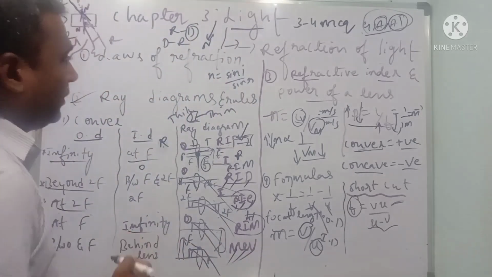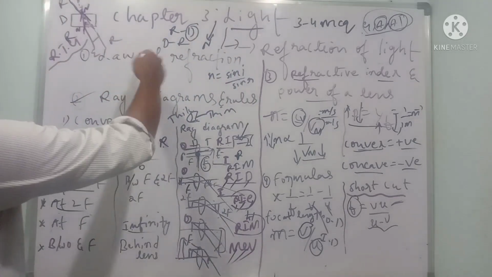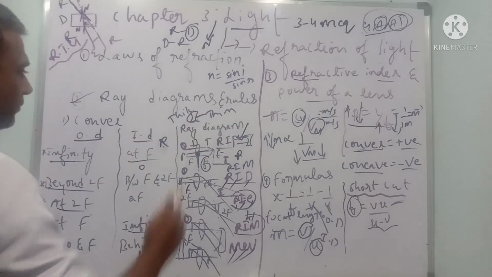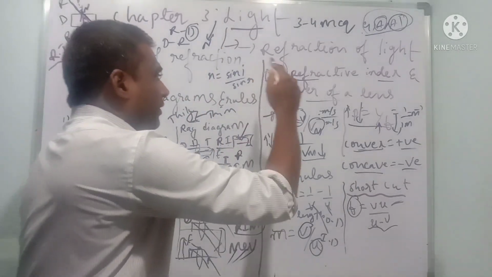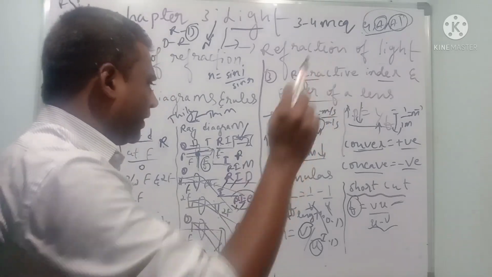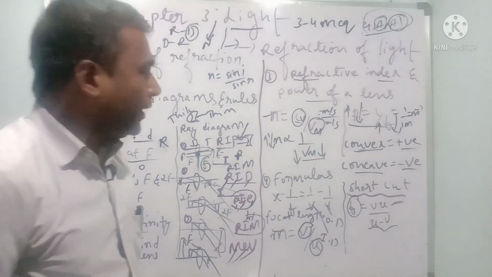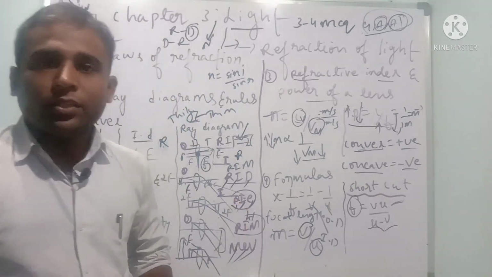Dear children, did we leave anything? Laws of refraction over, light over, ray diagrams over, rules over, refractive index over, power of lens over, formulas over. Okay, I hope you understood.